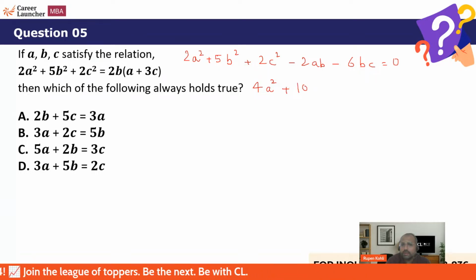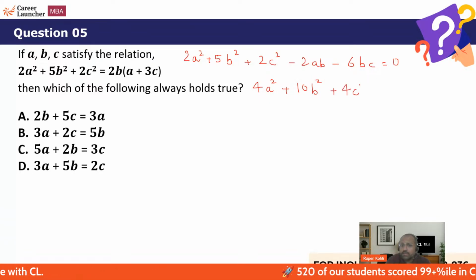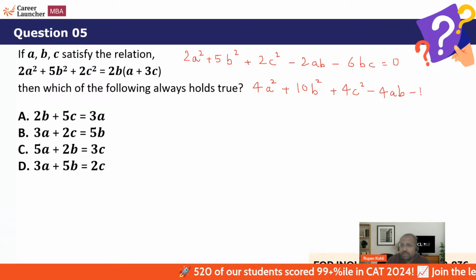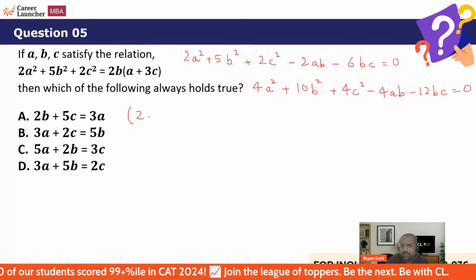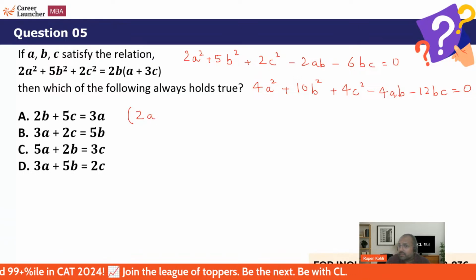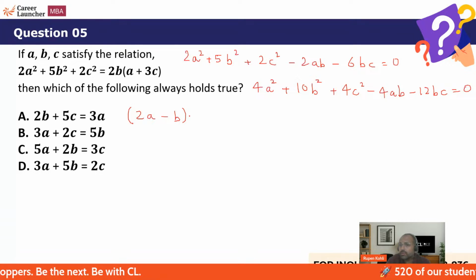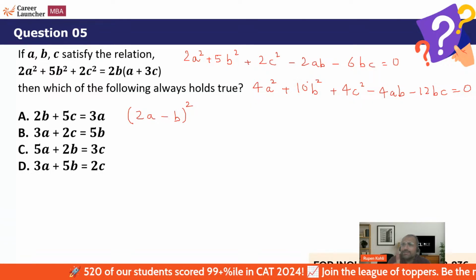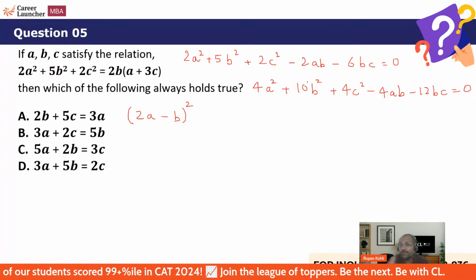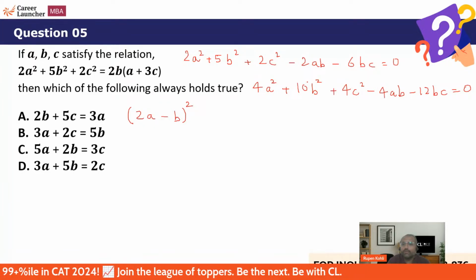So that manipulation is required, multiplying this equation with 2. So 4a square plus 10b square plus 4c square minus 4ab minus 12bc. Now, next step, 4a square. I'll start the first term with 2a, and this being minus 4ab, I just need to write 2a minus b. So the whole square of this uses 4a square completely and minus 4ab, and out of the 10b square, 1b square is used, 9b square remaining. 9b square is a perfect square. So things seem to be going the way they should.